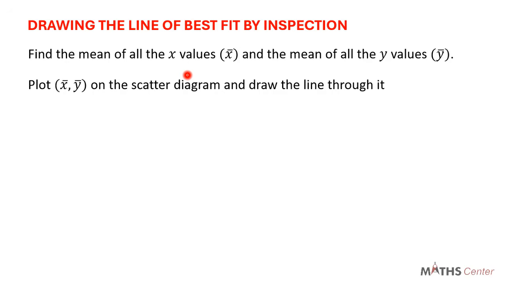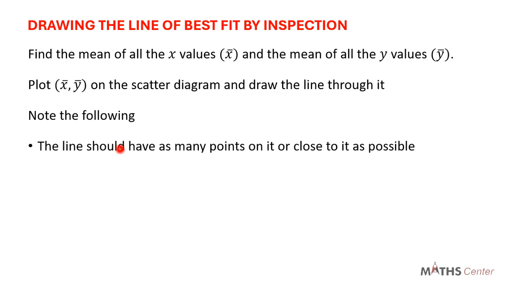So after plotting the data points to get the scatter diagram, you find the mean of the x values, you call that the x mean. You find the mean of the y values, you call that the y mean. Then you plot the point x mean, y mean on the scatter diagram and you draw the line through it. When drawing the line, you need to take note of the following. The first one is that the line should have as many points on it or close to it as possible.